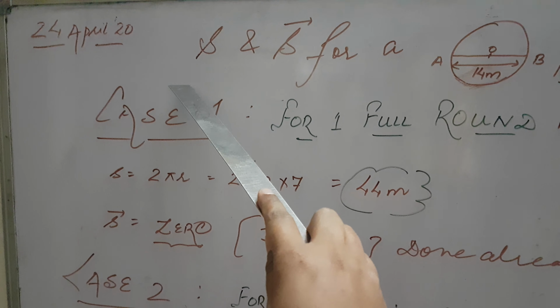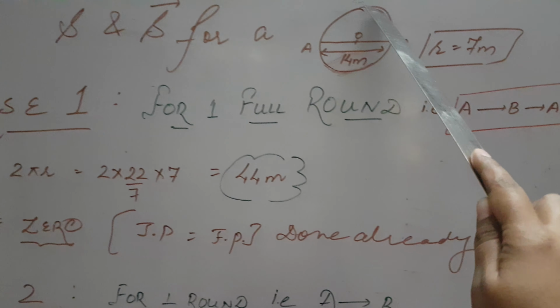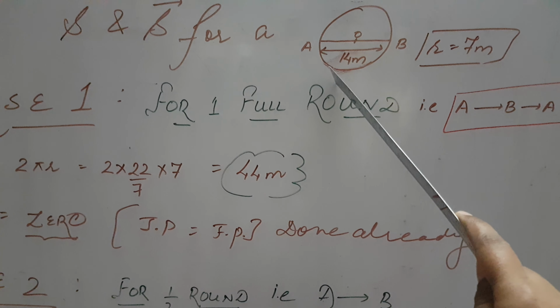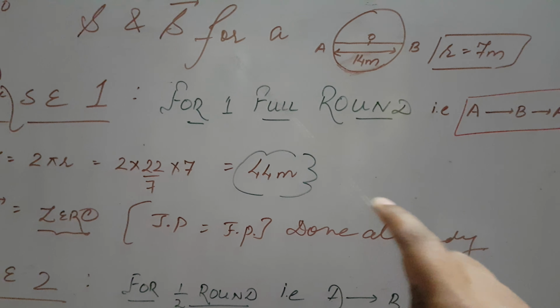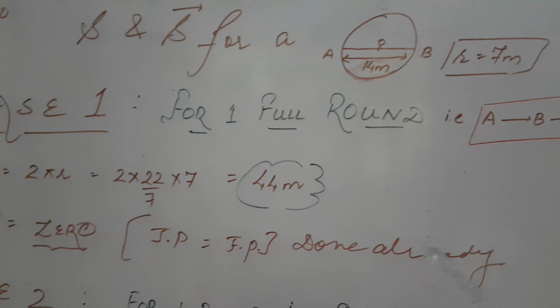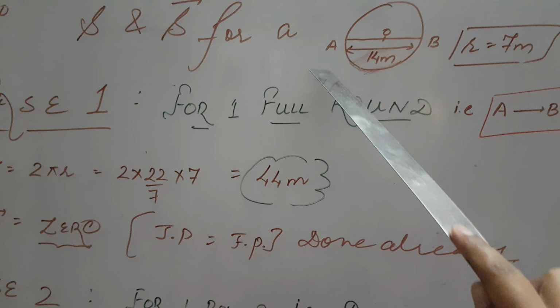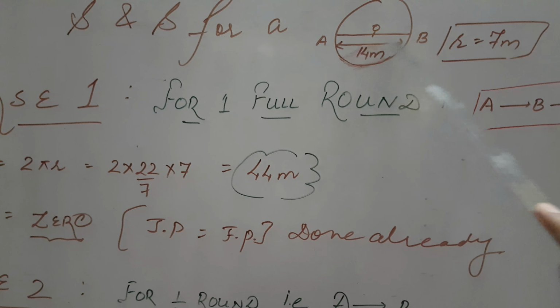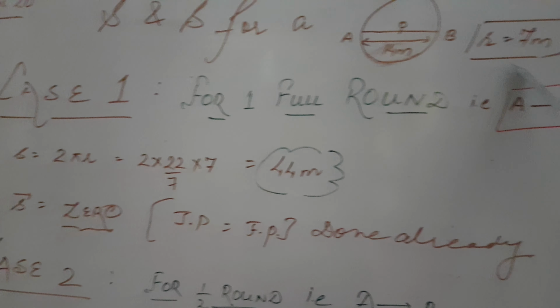Today we are going to discuss distance and displacement for a circular path, because we are left with the circle and rectangle for calculation of distance and displacement from my last module. So let us start with this situation. Consider a circle whose diameter is 14 meter and therefore its radius becomes 7 meter.